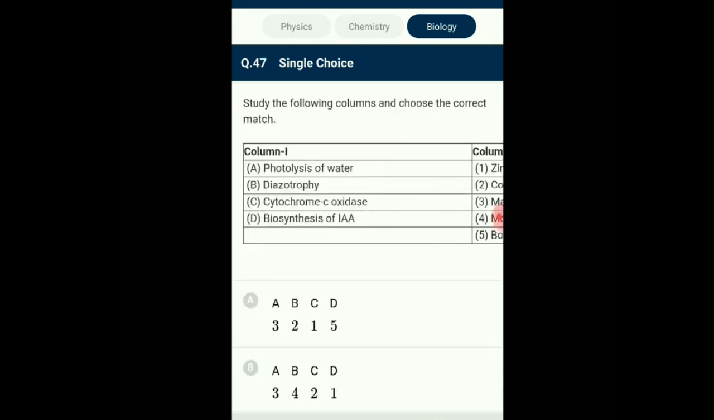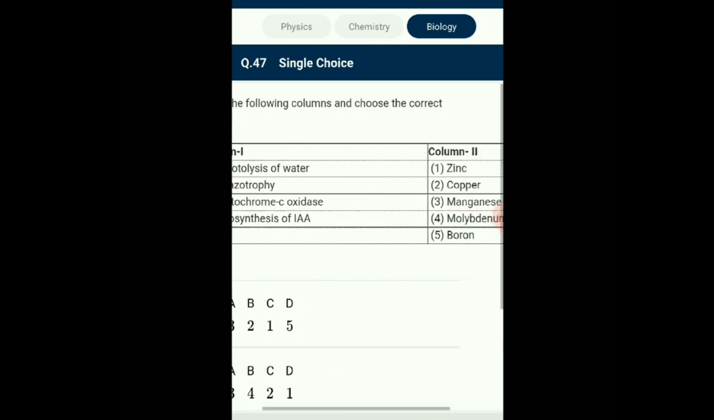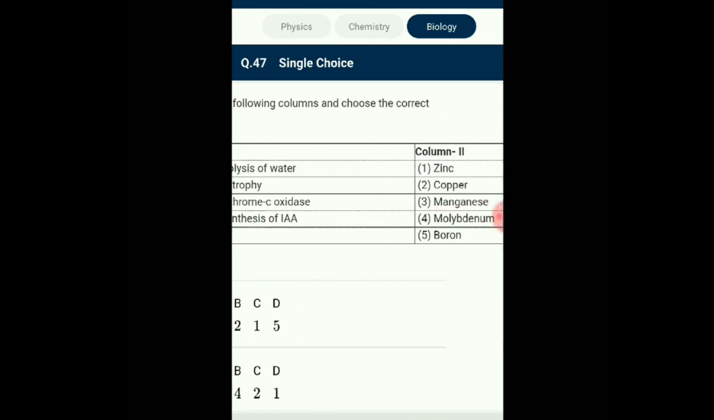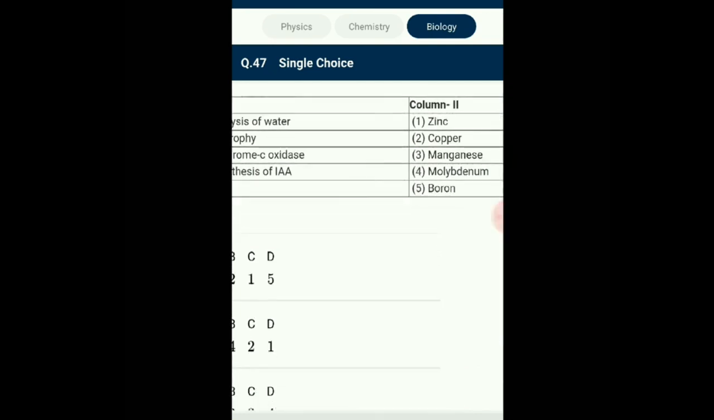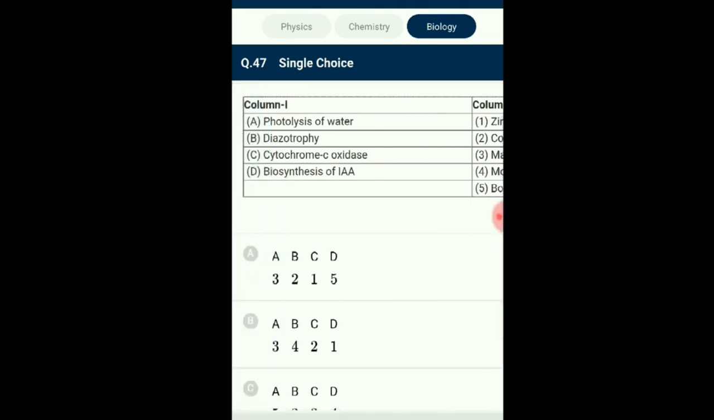Question number 47. Study the following columns and choose the correct match. Photolysis of water: manganese is essential. Dinitrogenase: molybdenum. Cytochrome c oxidase: copper is essential. Biosynthesis of indole acetic acid: zinc. Nodulation in legumes: boron. So the correct match is option B.